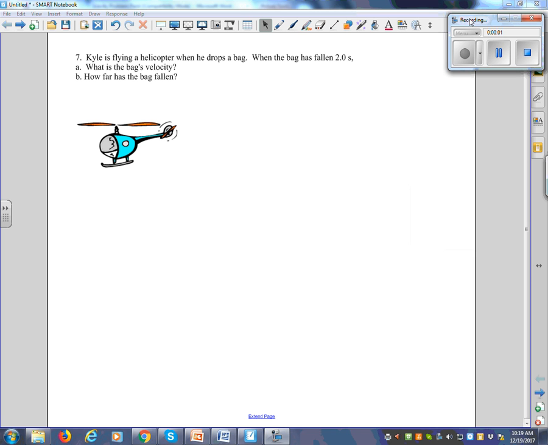This is the problem pack. Questions 7, 8, and 9. Kyle is flying a helicopter when he drops a bag or a wallet or whatever. A Coffee Crisp chocolate bar. It makes no difference what he's dropping. When the bag has fallen 2 seconds, what is the bag's velocity and how far has the bag fallen?